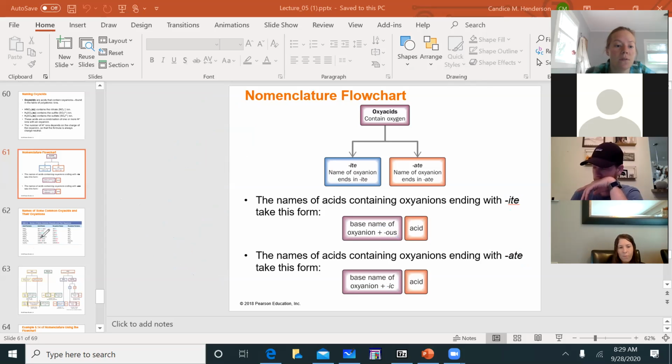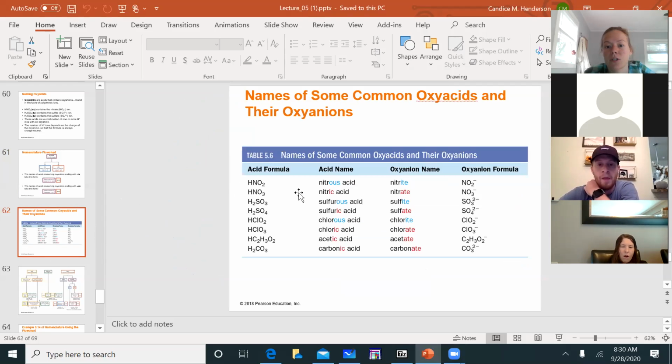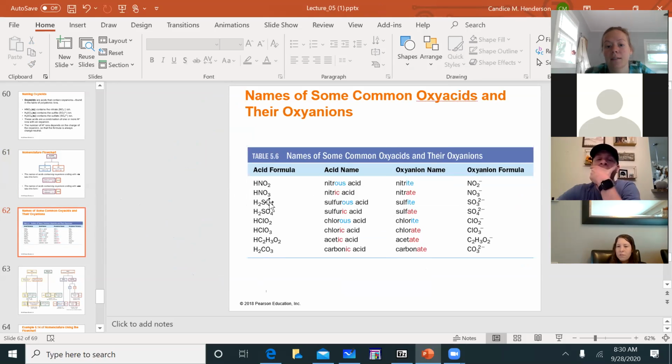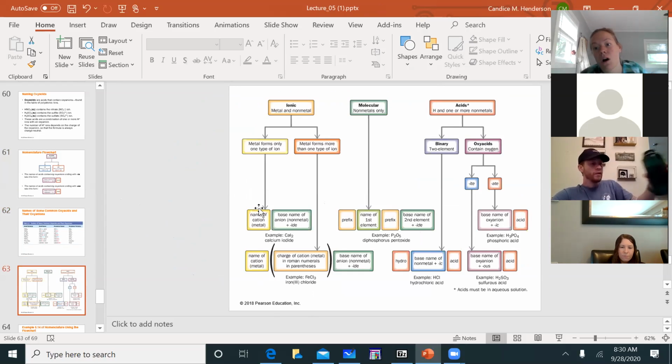The next page has a bunch of examples. So there's our nitrous acid, our nitric acid. This is sulfite, so this would become sulfurous acid. This is sulfate, this would become sulfuric acid, and so on and so on. So that's all of nomenclature. We're not done. Now we want to do some practicing, but that is the whole gist of nomenclature.